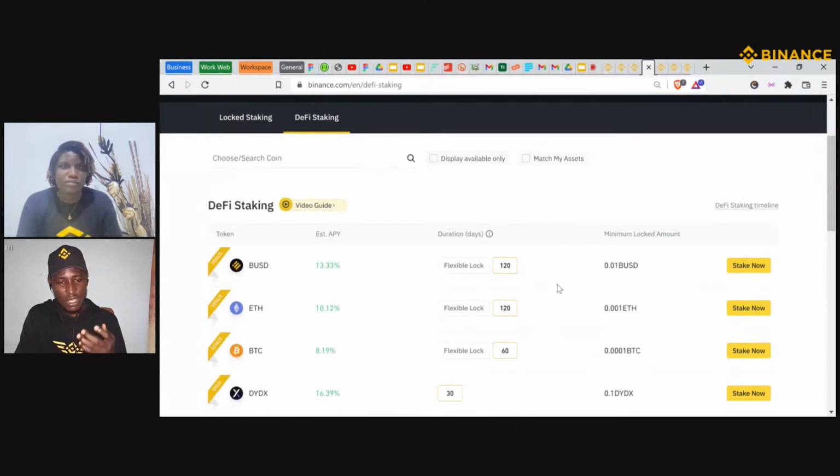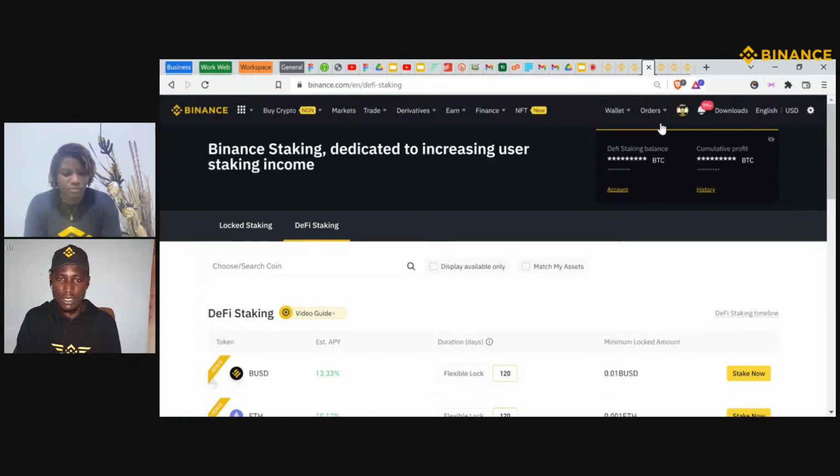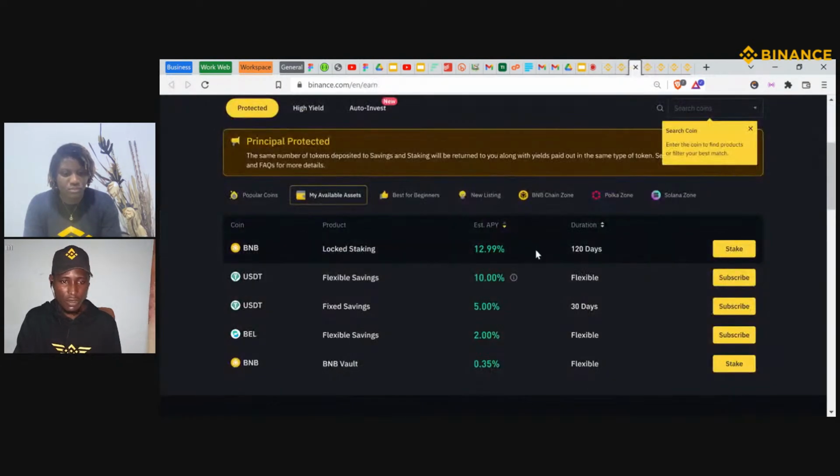In the same way, in DeFi staking, you can choose a particular number of days, or you can go for the flexible lock. What flexible lock does is that you can stake today and unstake tomorrow, taking out your crypto asset tomorrow to use it for some other things. So it's flexible, and you can also go for a particular number of days if you want to lock it up for a number of days. Now let's go back to savings.